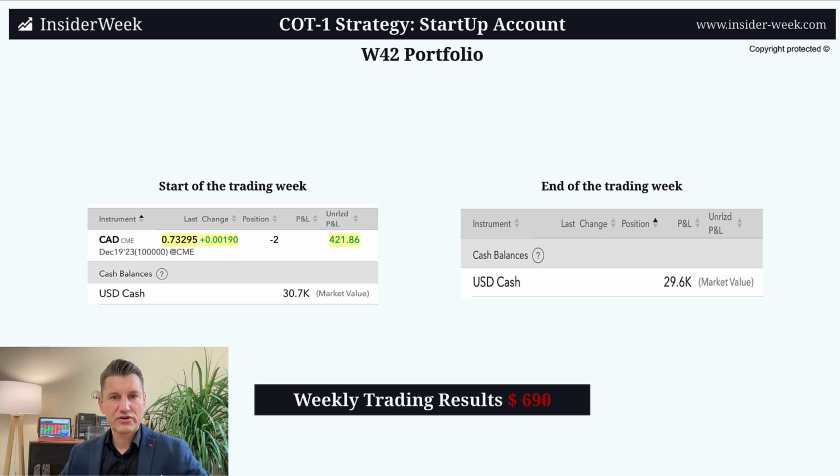But I did a trade in this market on the small account, where I trade the same strategy. The account size is $30,000. In the last trading week I started with the same position in Canadian dollar, 2 contracts short, and this trade was also stopped out at the entry price. During the week I made a trade in micro S&P 500, and I was also stopped out there with a loss of $690.